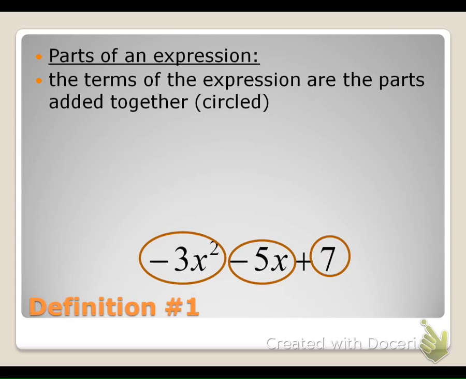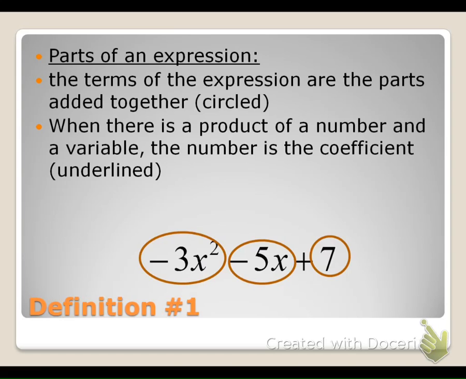The terms of an expression are the parts that are separated by plus and minus signs. If it is negative, you keep the negative with the term. So this term is technically negative 3x squared. This is negative 5x. And this term is a 7. You don't need to worry about the plus signs. They're just the way that the terms are broken up. In this example, all the terms are circled. Any questions?